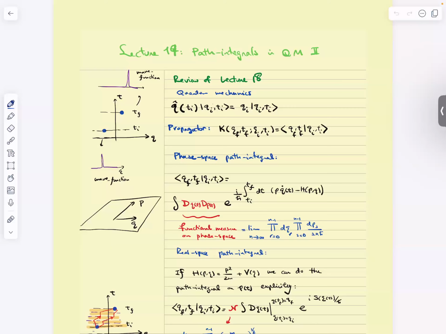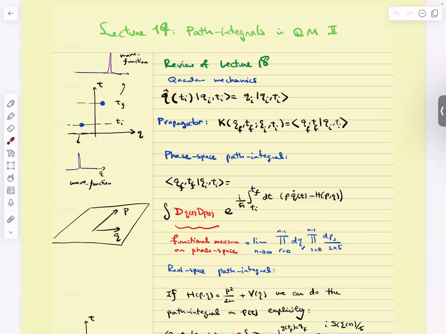All right. So today we're going to continue our discussion of path integrals in quantum mechanics. I'll start with a review of what we discussed last time. In quantum mechanics, this is the Heisenberg picture, right? So operators like Q hat. This is a free particle propagating in space, or if you wish, this is 0+1 dimensional quantum field theory.